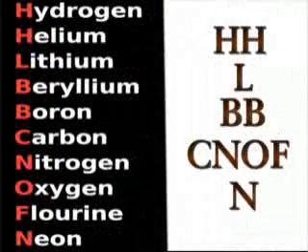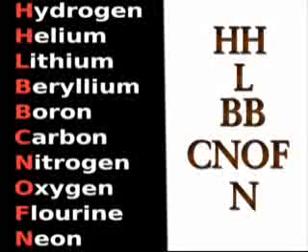However, the first 10 were uniquely different. Let's look at the list of the first 10 elements on the periodic chart. You will see 2 H's, you'll see 2 B's, and then you got NOF, which could possibly be pronounced NOF. So I played a little game with them. I told them that the first 10 elements are very difficult to remember.